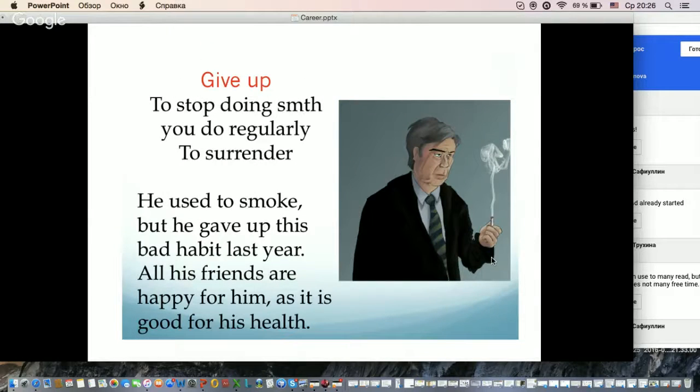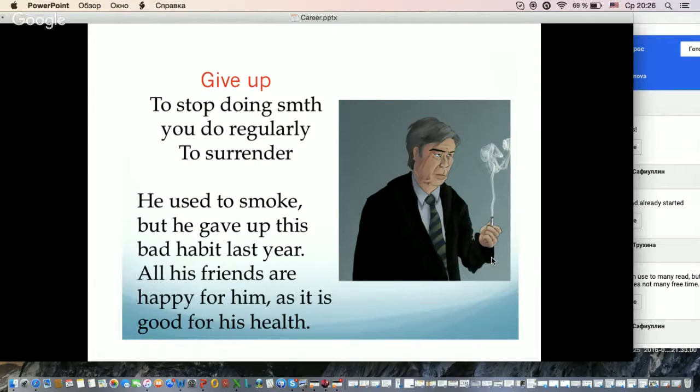Give up. Give up means to stop doing something you do regularly or to surrender. Итак, бросать что-то, например, quit может быть синонимом к фразовому глаголу give up. Или сдаваться. Еще одно значение фразового глагола give up. He used to smoke, but he gave up this bad habit last year. Раньше он курил, но он бросил эту пагубную привычку в прошлом году.